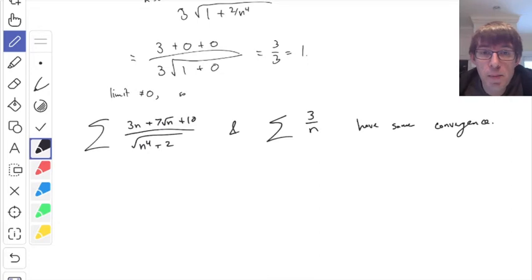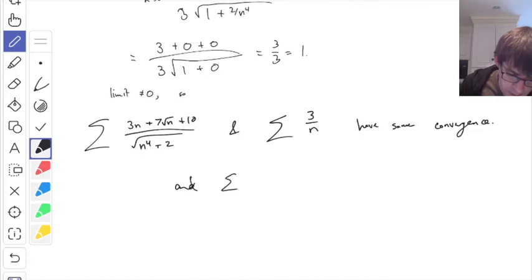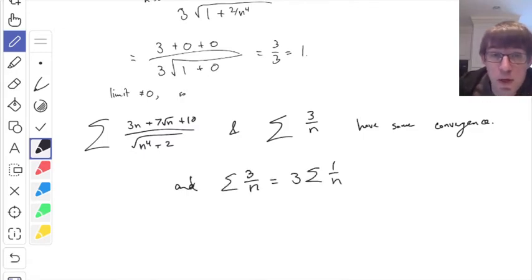But what about 3 over n? Let's say the sum of 3 over n. Of course, that's the same as 3 times the sum of 1 over n, and this diverges because this is the p series with p equal to 1. And so the original thing also diverges, and that's it.